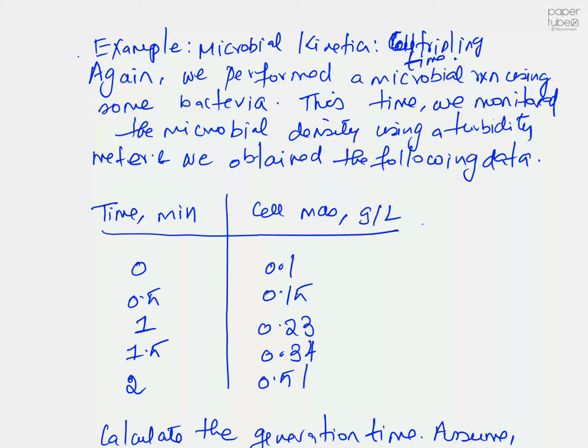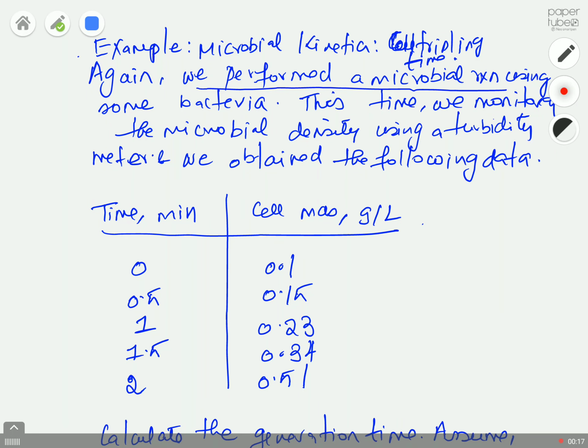Let's solve one more problem related to, let's say, cell tripling time. I think this is something we solved already, but here we have some different type of data. Let's say we performed a microbial reaction using some bacteria. This time we are monitoring the microbial density using a turbidity meter, and then we obtain the following data.